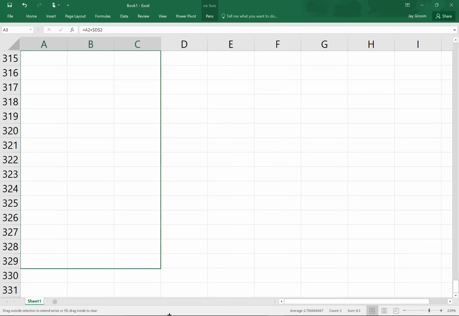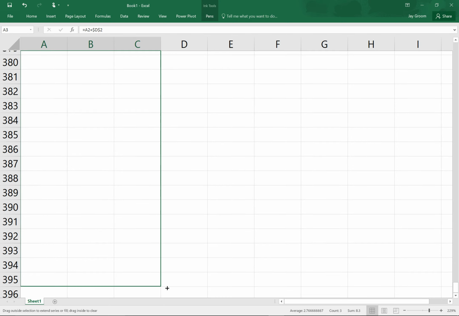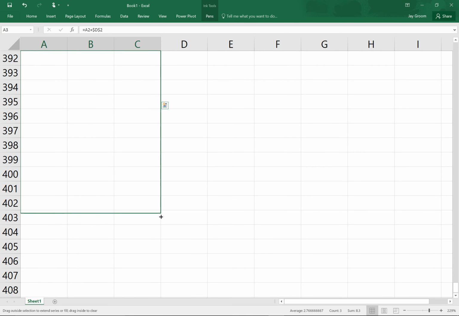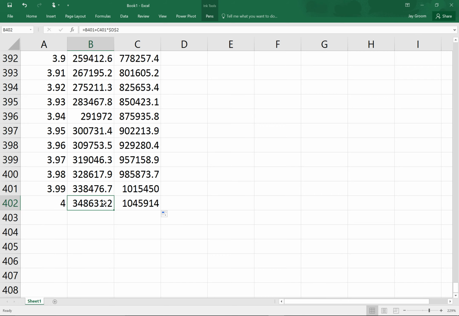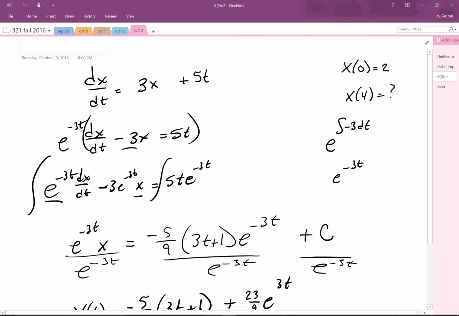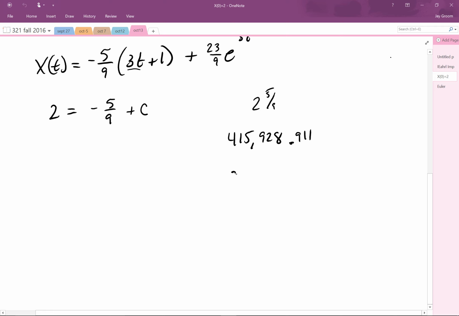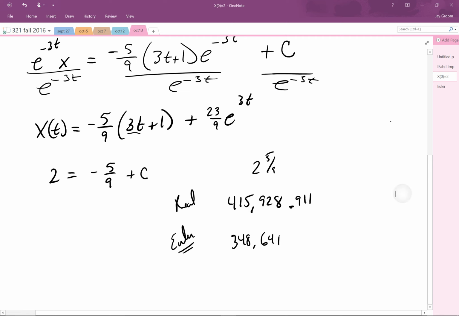Now, Euler's will give you a pretty good approximation for the most part. It gets you in a ballpark. You can be like, oh yeah, I feel like this is probably a good answer. As you can see, wow, 348,631. 348,641. This is real. This is regular Euler's. Yuck. That is disgusting.